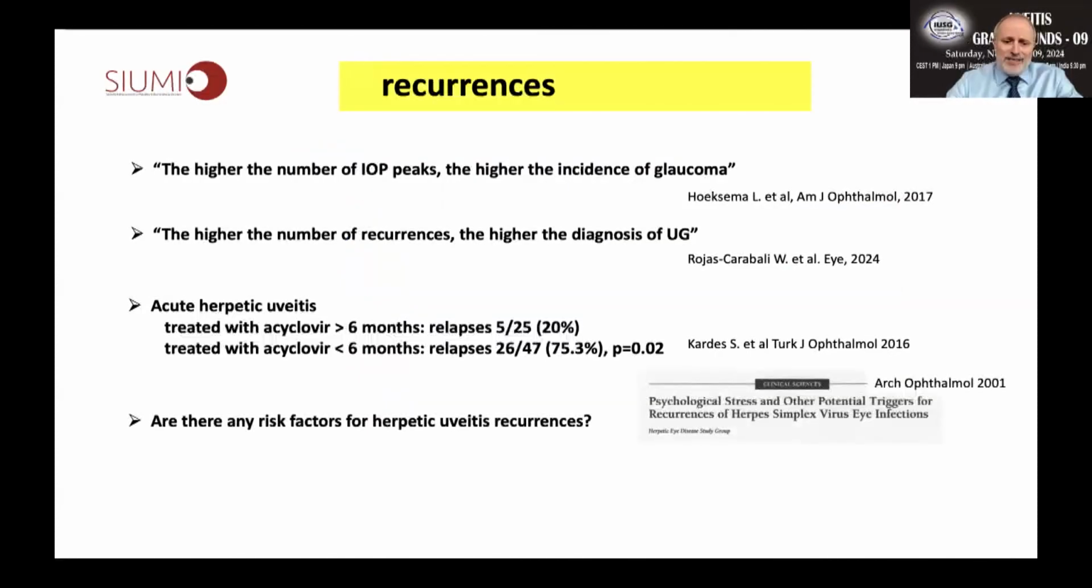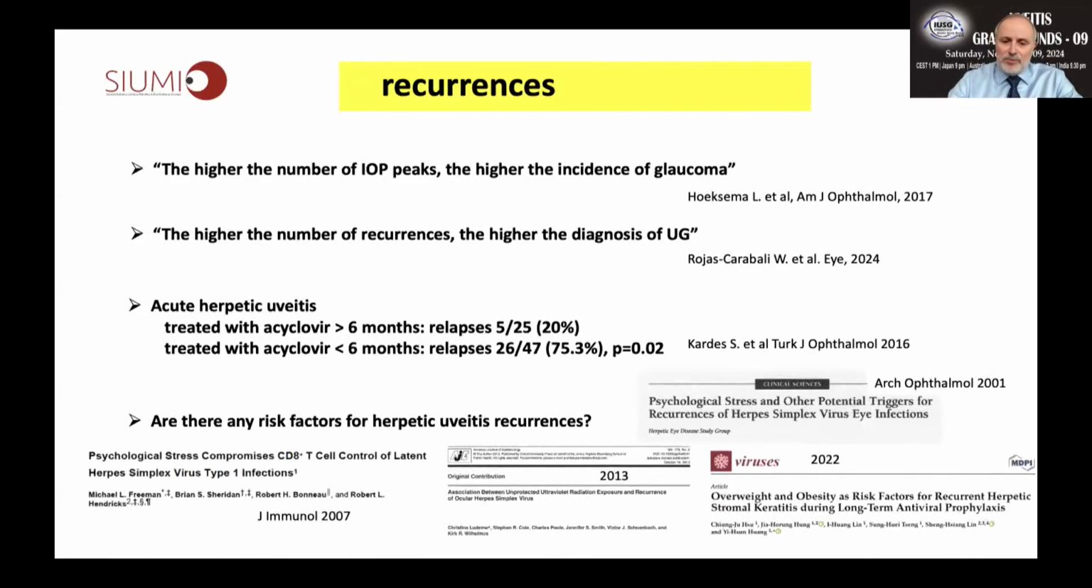So the question is, are there any other risk factors for herpetic uveitis recurrences? According to the Herpetic Eye Disease Study published in 2001, there is no relationship between psychological stress and other potential trigger factors for the recurrence of herpes infections. But more recently, there are some reports that stress the relationship between psychological stress, light exposure, overweight, and obesity in the occurrence of herpetic eye disease.